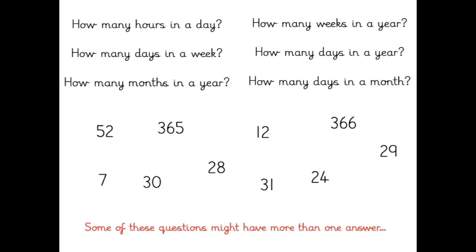But before we start converting, we need to know the answers to the following questions. So have a read of the questions, and you'll notice that there are the answers below. But the answers are all jumbled up, and so you need to match the numbers to the questions. You might have noticed that there are more numbers than questions, and that's because some of the questions have more than one answer, and I'd like you to think about why that might be. Pause the video now to have a go at this activity.